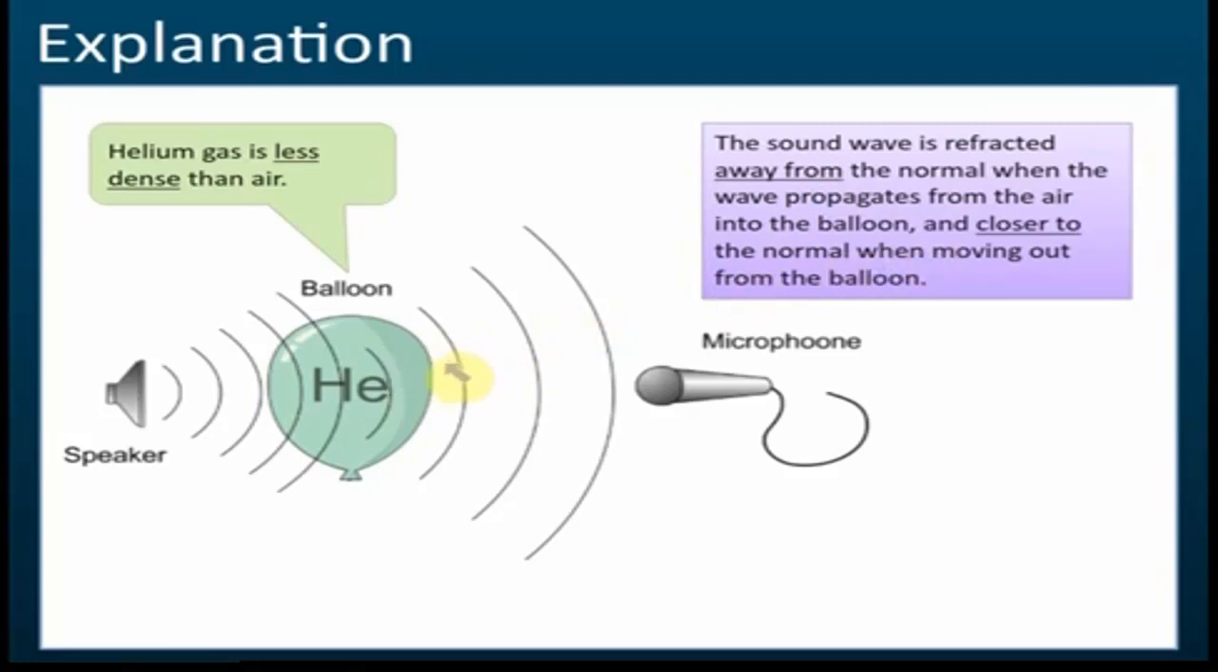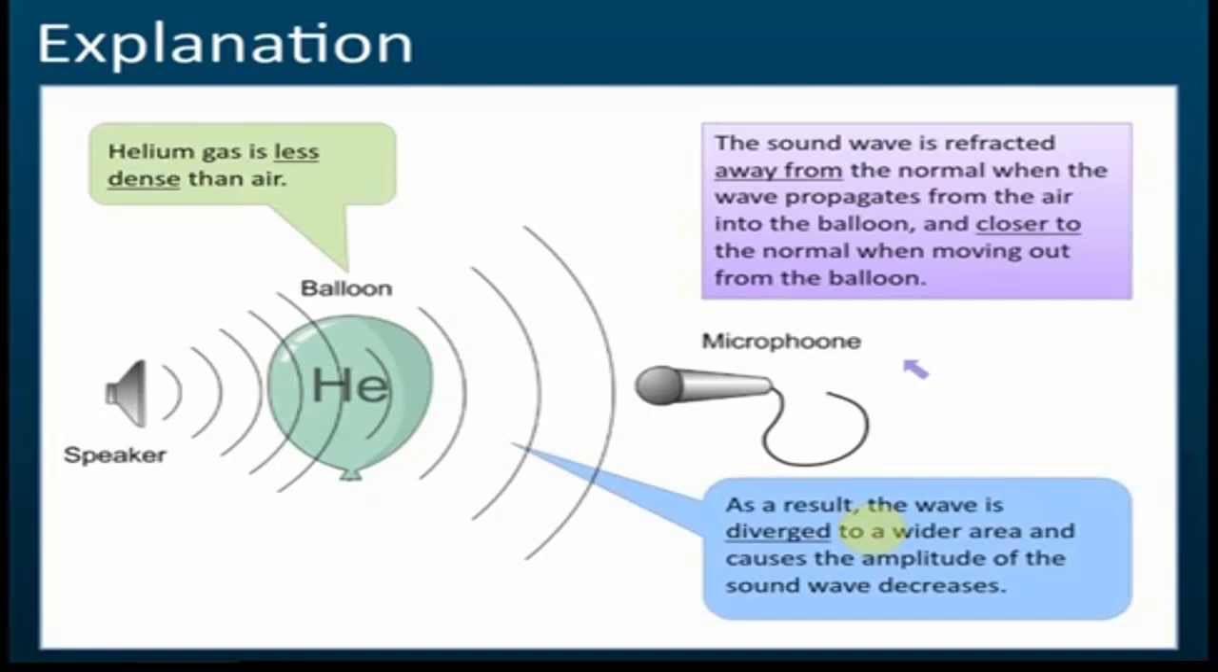As a result, the wave is diverged to a wider area. And when it's diverged to a wider area, the energy of the wave will reduce, because it's shared by the wider area, and as a result, the amplitude will decrease.